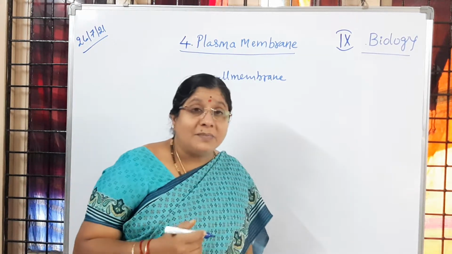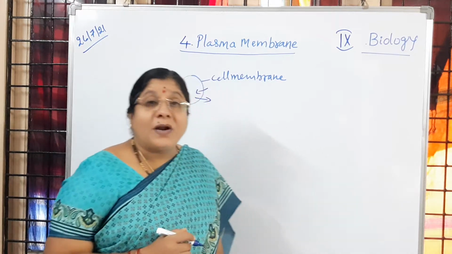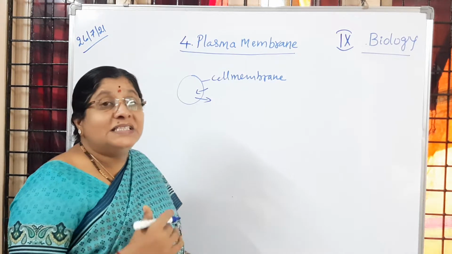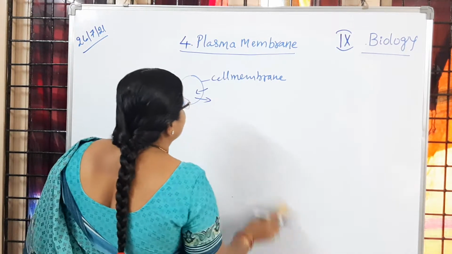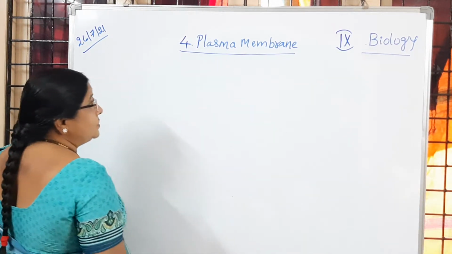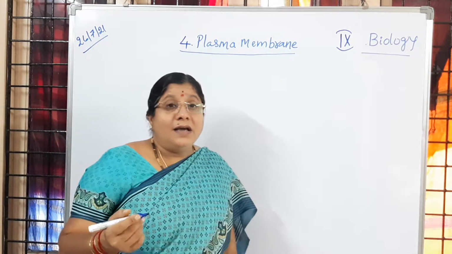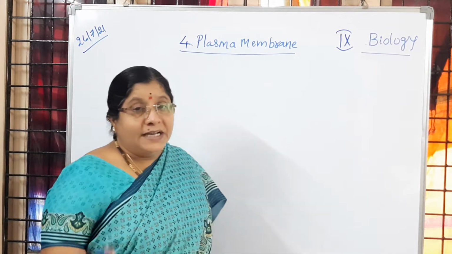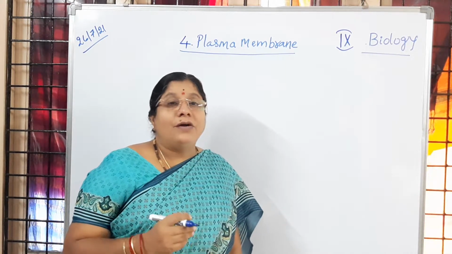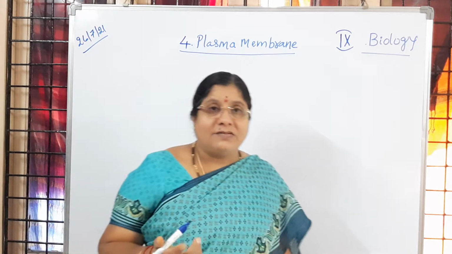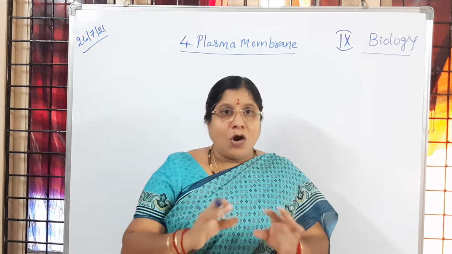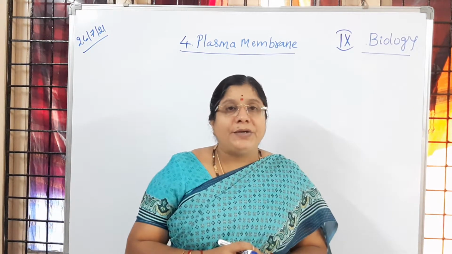Now let us learn another activity, how the process of entry or exit of water is happening. To prove the water getting inside or out of the cell, what do we have to do? We have to take two potatoes, one raw and the other a boiled potato. Then we have to remove the outer peel.